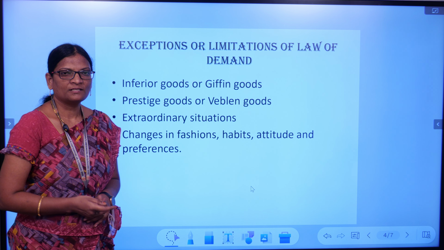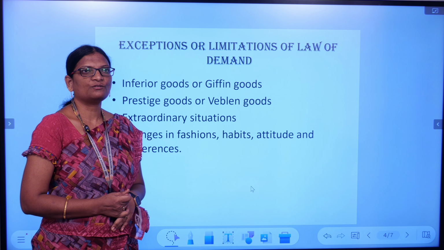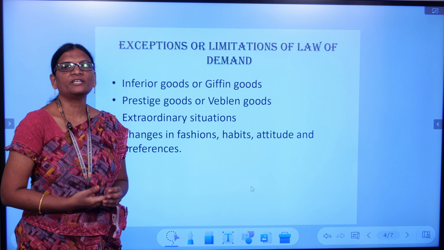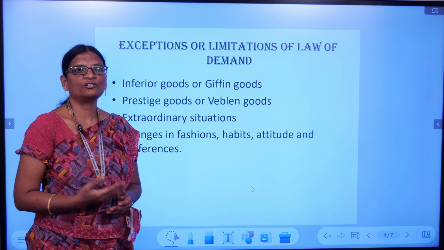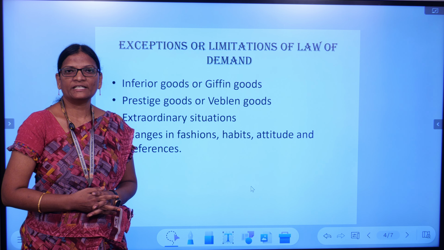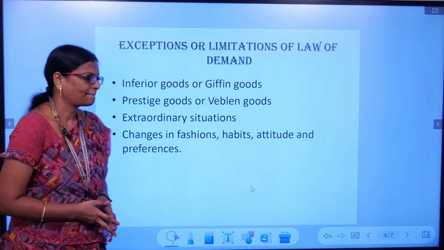So in pandemics and other uncertain situations also, the law of demand may not be applicable. Even though the product price is very high, we must purchase that in order to lead our life, in order to satisfy our needs and wants, we need to purchase those.